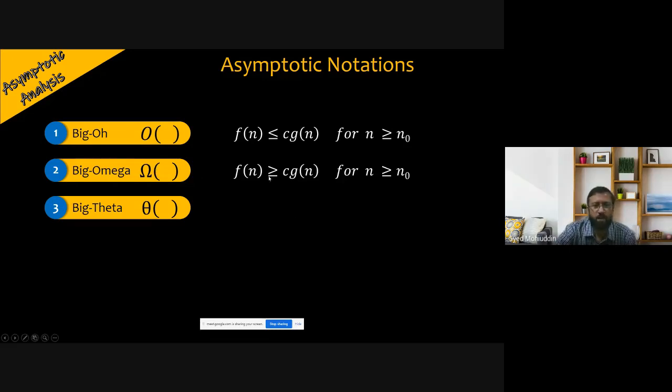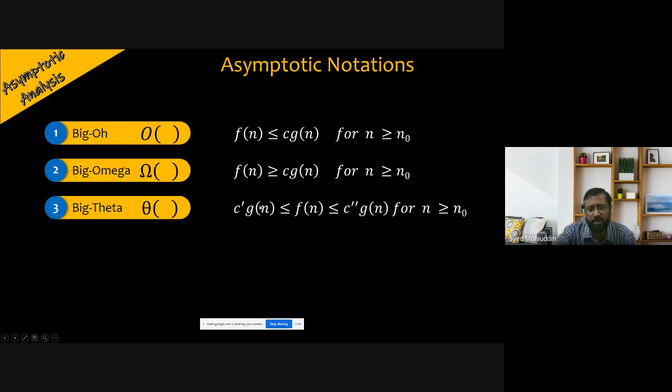In the same way, for big omega notation, the only difference is that in big O, f of n is less than or equal to, and in big omega, f of n is greater than or equal to. That is the only difference between O notation and omega notation. Then the third, theta notation, is nothing but both, including big O and omega. So f of n is greater than or equal to C g of n in big omega, or in other words, C g of n is less than f of n.